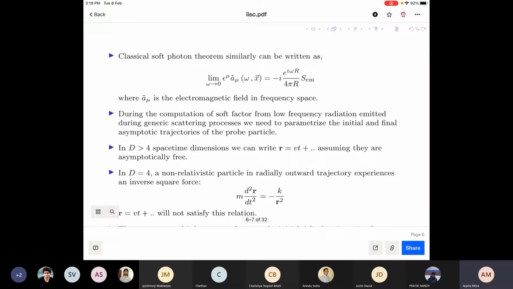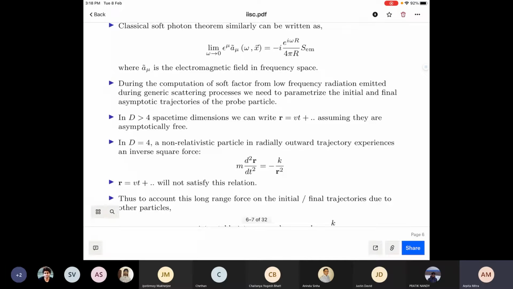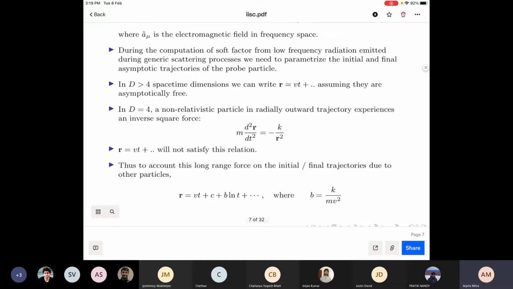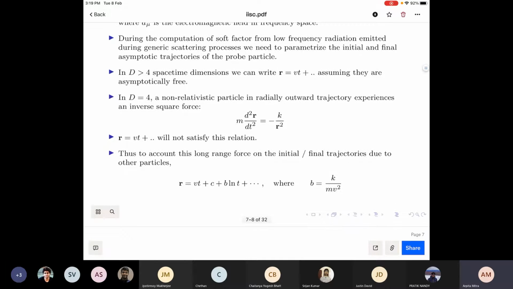So during this computation of the soft factor, in the general scattering process, we have to parameterize the initial and final asymptotic trajectories of the probe particle or hard particle. In d greater than 4 spacetime dimensions, in general, we can parameterize the asymptotic trajectory as r equal to vt, because we assume that in flat spacetime at large distance these probe particles are asymptotically free, with no interaction. But when we consider 4 spacetime dimensions, a non-relativistic particle on a radially outward trajectory experiences an inverse square force law. That means the acceleration is proportional to 1 by r square. So now if we put back this r equal to vt parameterization, we see that this equation is not satisfied.